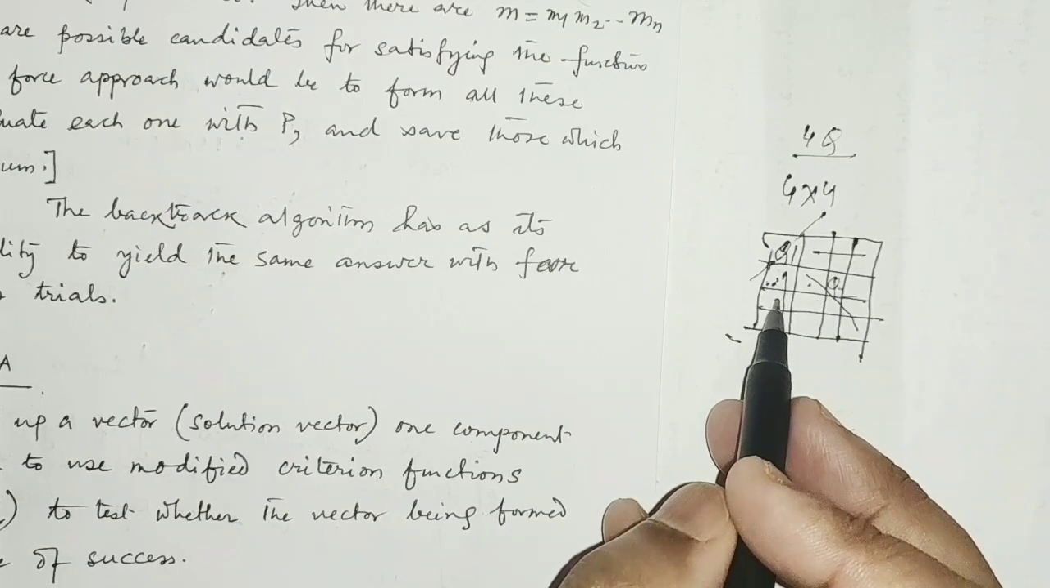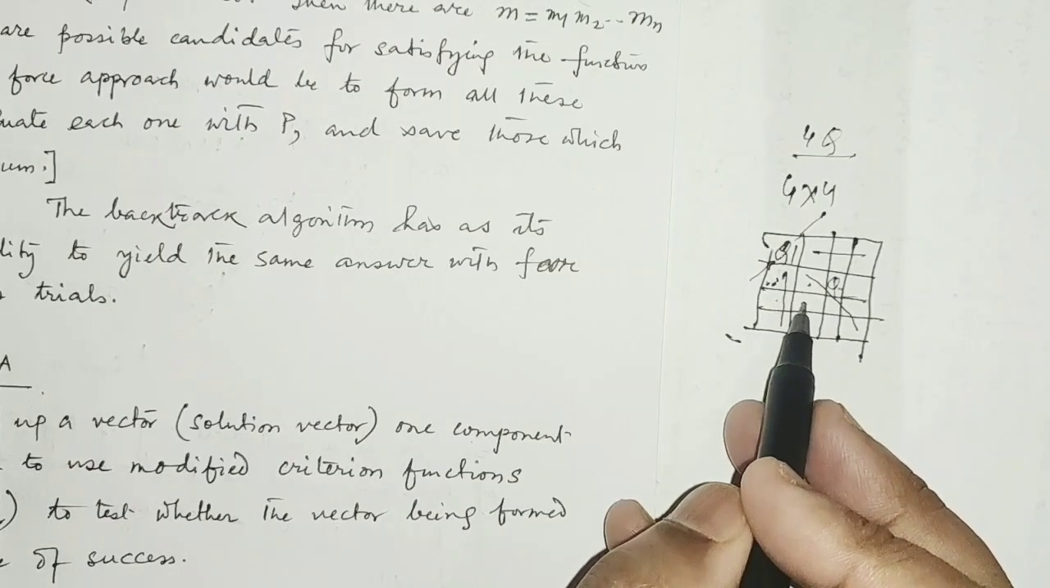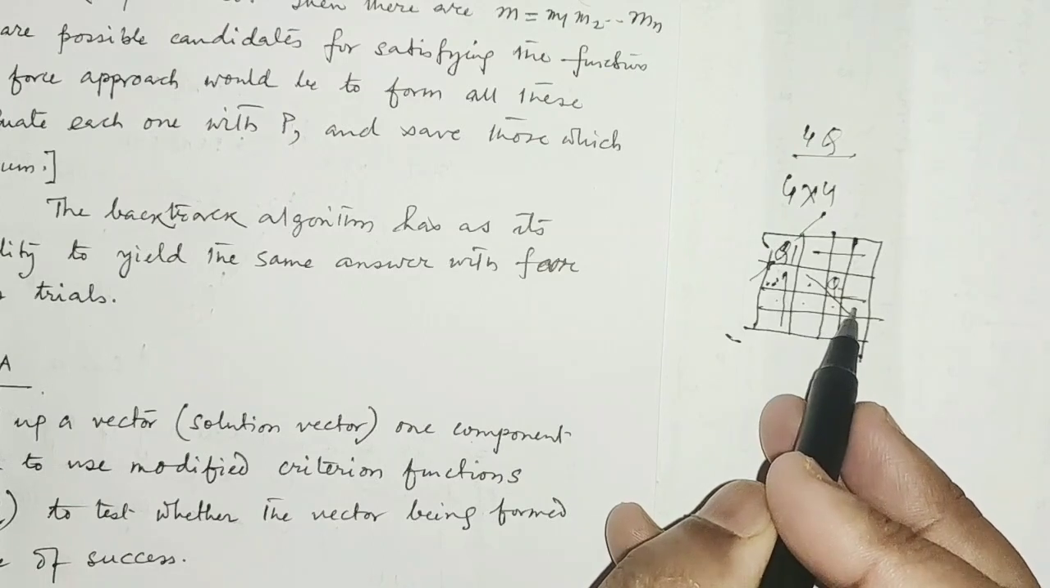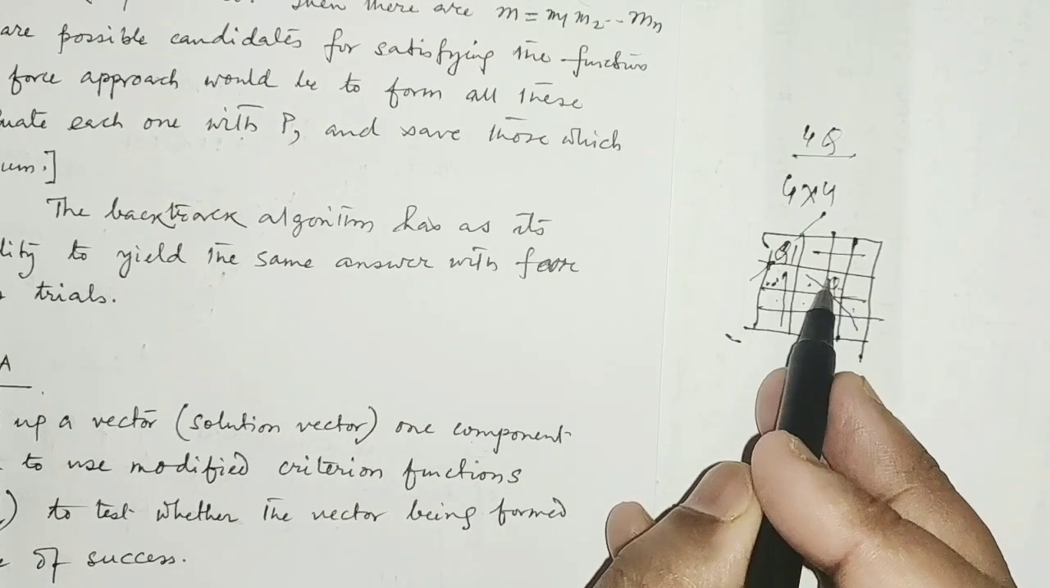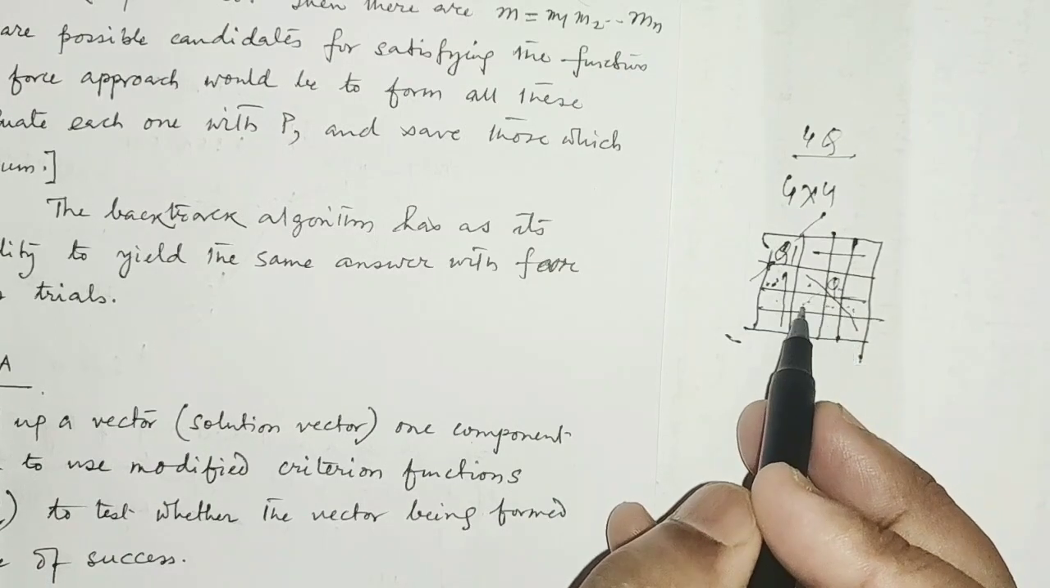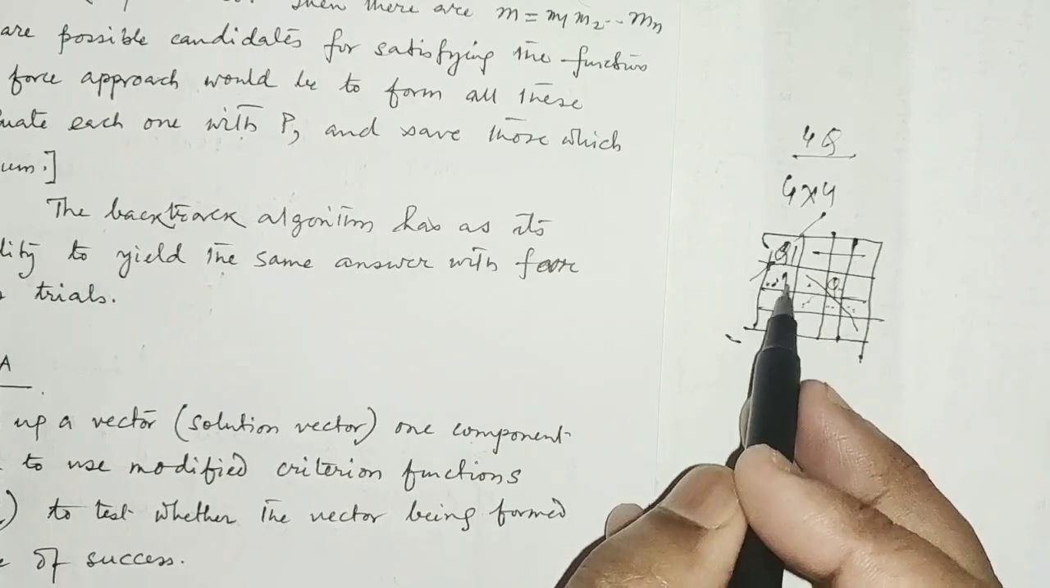Then you cannot place queen 3 here, or here, or here, because if you place queen 3 in any of these, there is a conflict.